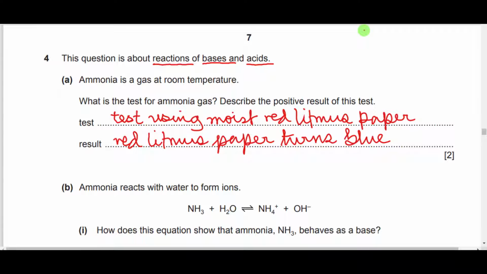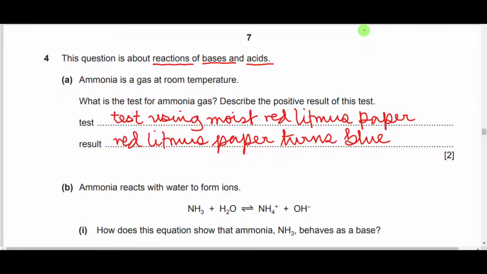Gas. And why must it be moist or damp? Because it is a gas. Without the moisture in the paper, it will not work. The gas will not have an effect on it. What happens there? The ammonia will dissolve in the water in the paper to form ammonium hydroxide, which will now act as the base on the litmus paper and turns it from red to blue.